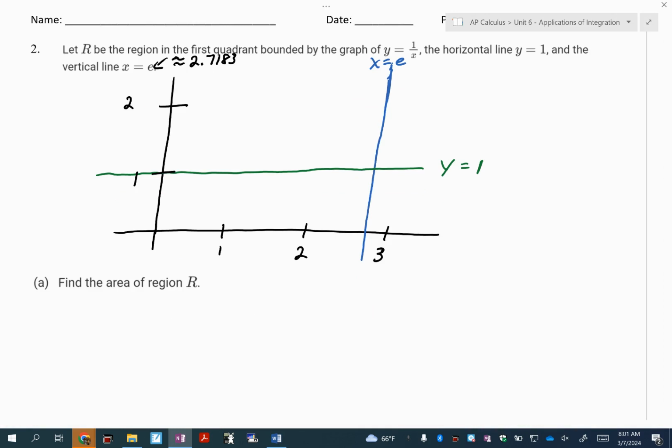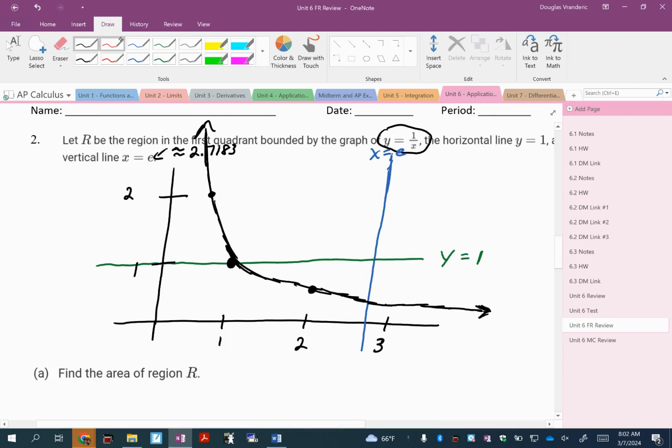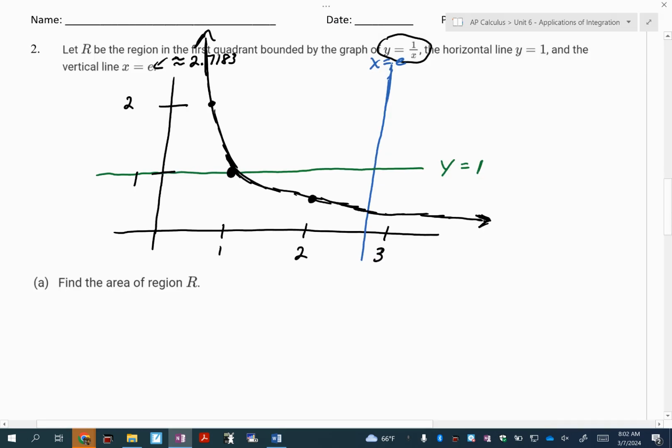And then I'm going to draw 1 over x. So 1 over 1 is 1. 1 over 2 is a half. 1 over a half would be 2. So it'll look like this as you draw it, getting closer and closer to the x-axis but never touching. So that's it. We've found the region, not the area yet. I'll label it region R.